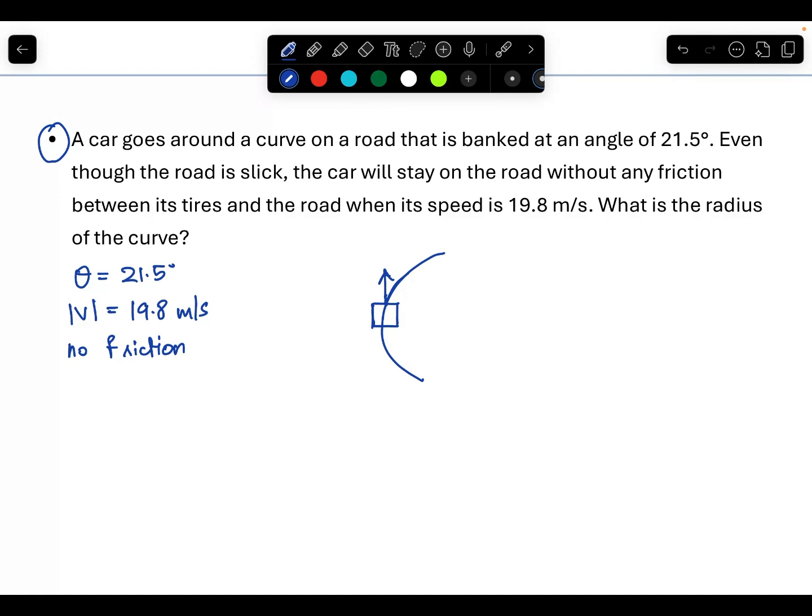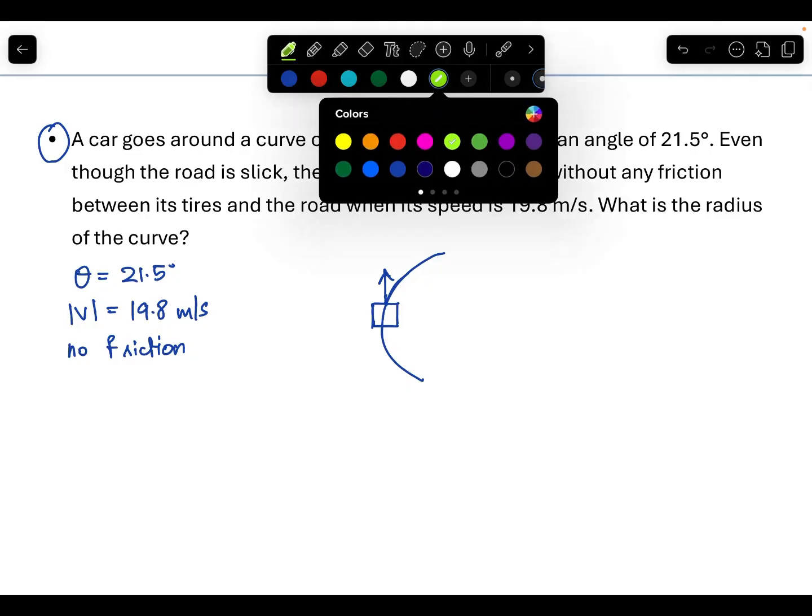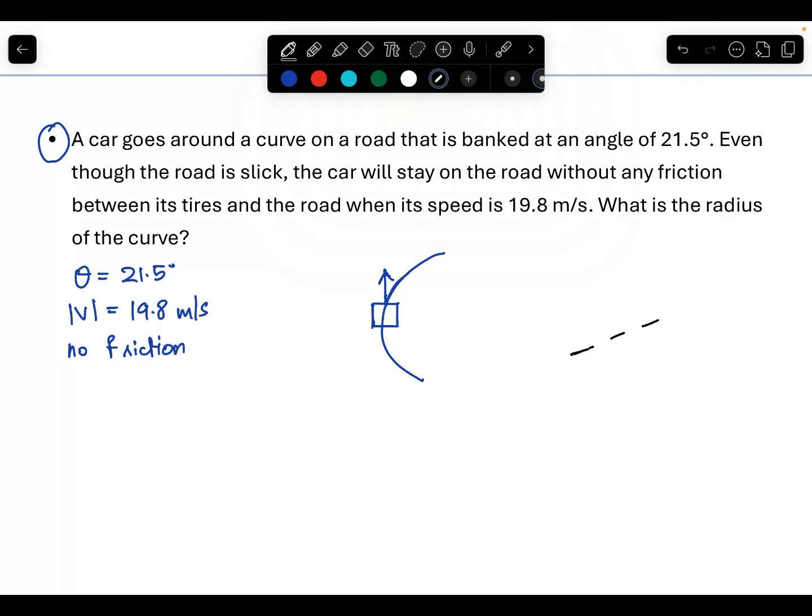Drawing the free body diagram here. That's the road, and my car lays on top of it. It has a force W downwards, and it has a force N, which is the normal contact force, upwards.